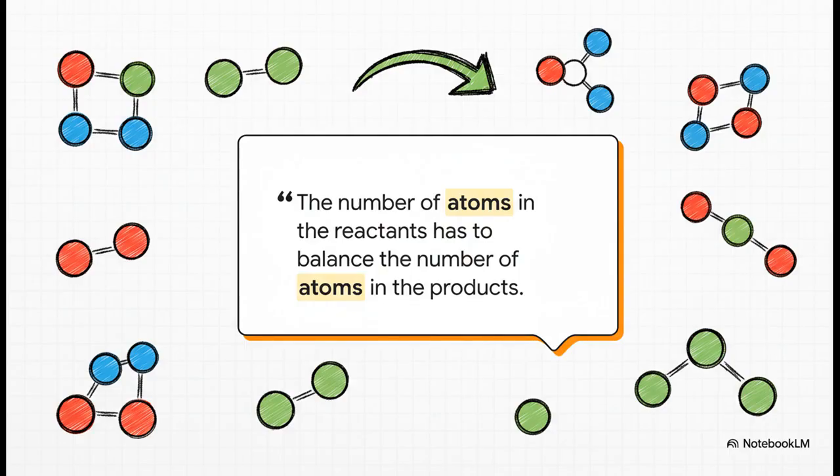So this brings us right to the heart of it. A chemical equation is really just the story of a transformation. And for that story to make any sense, the number and the type of atoms you start with, we call those the reactants, has to perfectly match what you end up with, the products. That's our entire goal here.